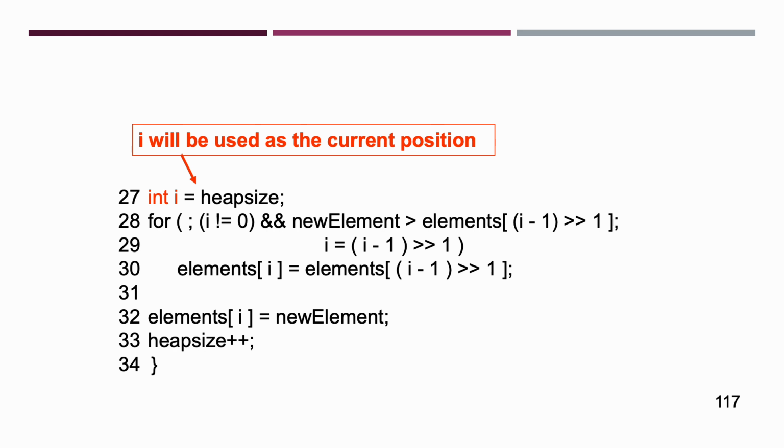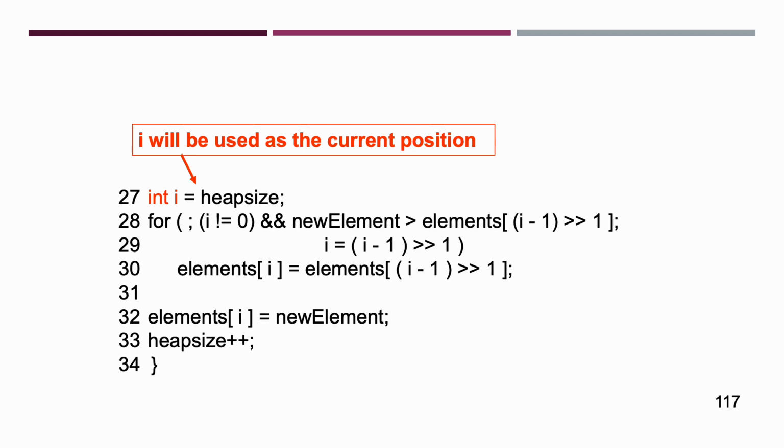The image of the crib on the previous slide was a great metaphor. Just as a crib needs to be resized or upgraded as a baby grows, our array also needs to grow to hold new elements. Now let's see the variable initialization here. We begin by initializing an integer i to heap size. This variable represents the current position in the heap where the new element will be placed. Essentially, i starts at the next available position in the heap.